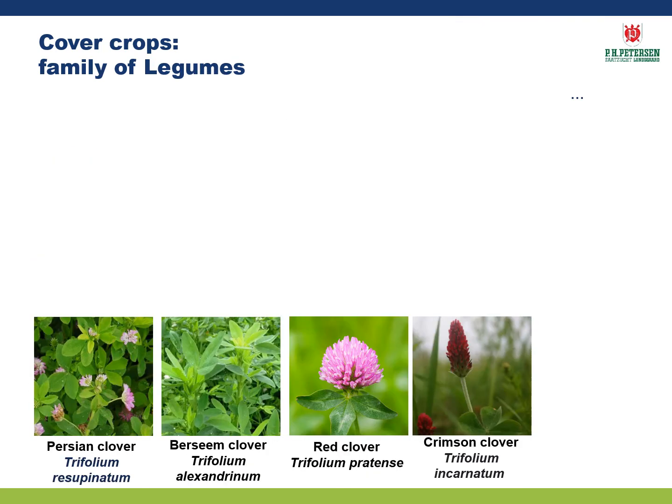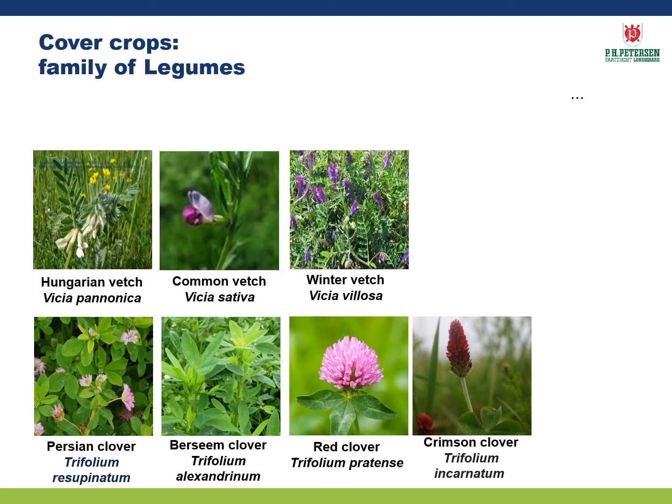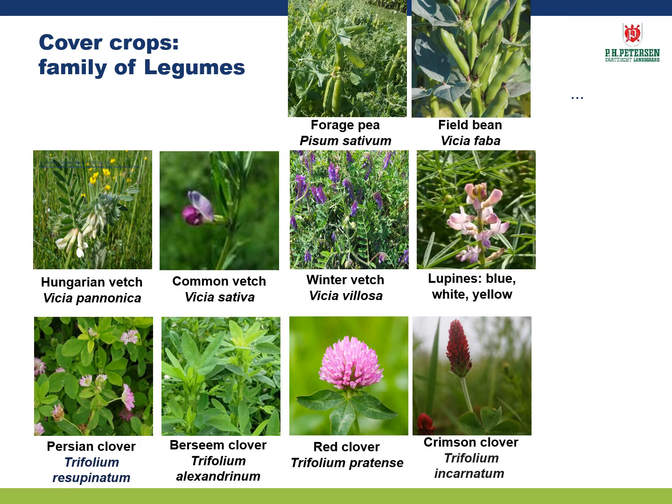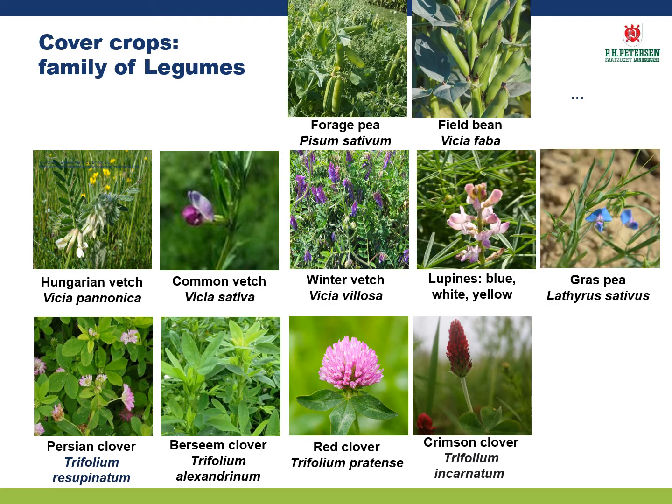Then we have the cover crop family of legumes: Persian clover, balsam clover, red clover and white clover, crimson clover, as well as the vetches, Hungarian vetch, common vetch and winter vetches. Then peas and beans are used as cover crops. The family of lupines: blue lupine, white lupine, yellow lupine.